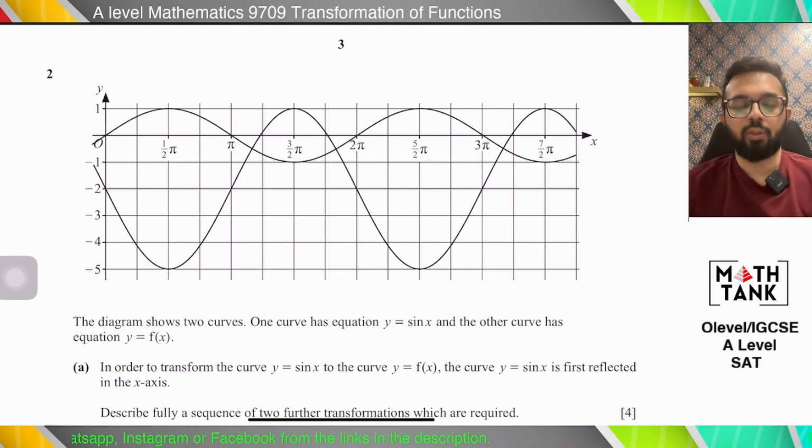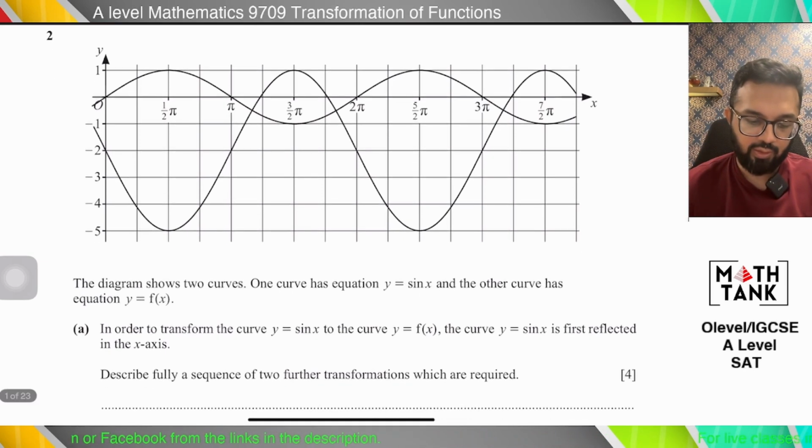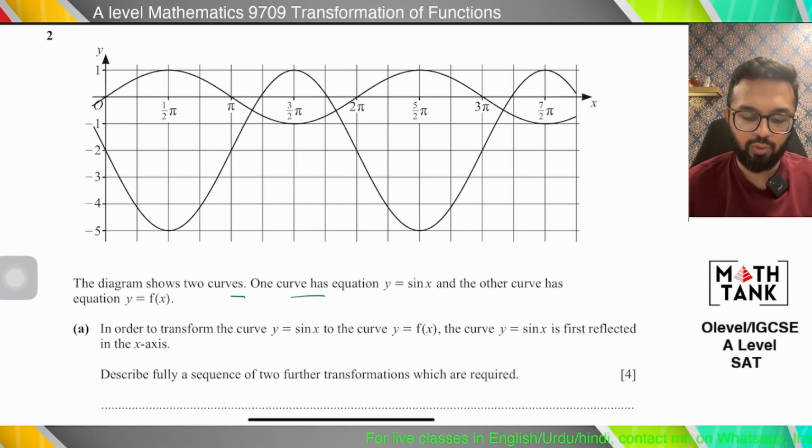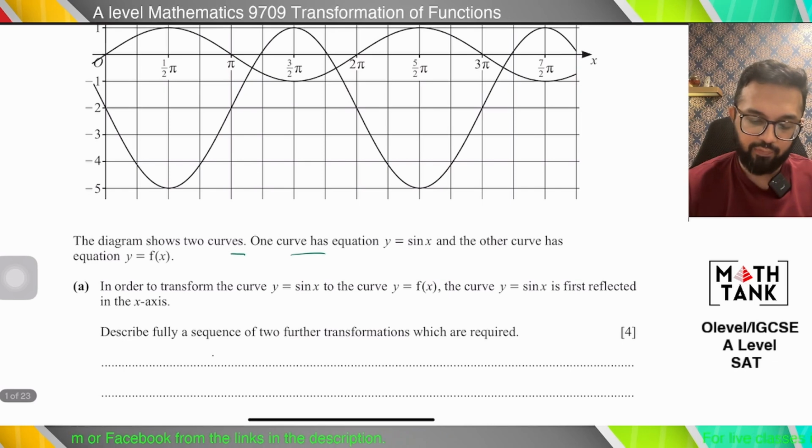This measures transformation of functions and trigonometry together. The diagram shows two curves. One curve has equation this and the other curve has equation that. In order to transform y equals sine x to the graph of y equals f of x, the graph sine x is first reflected in the x-axis. Describe fully a sequence of two further transformations. So I know that I've reached minus sine x.